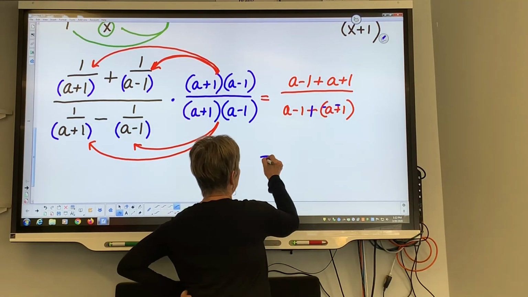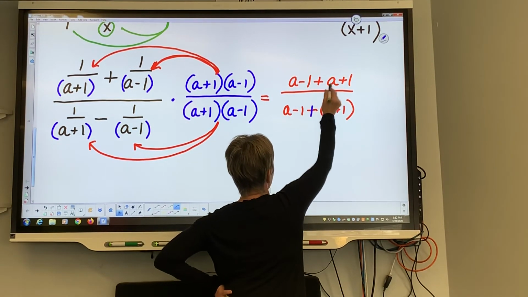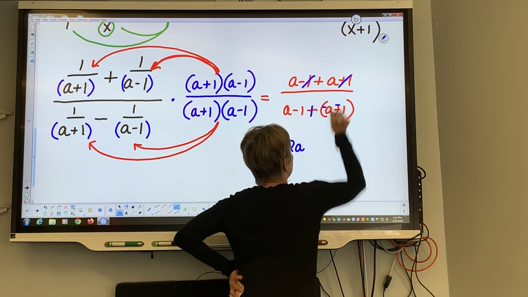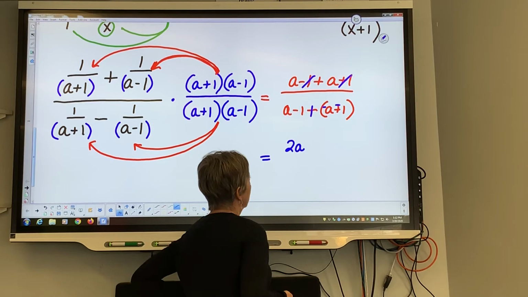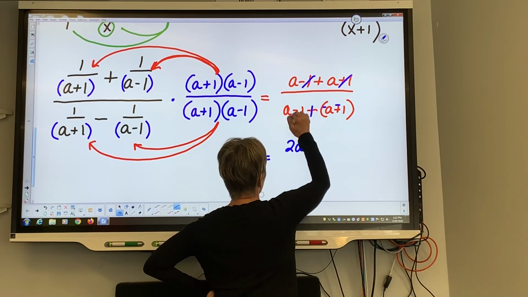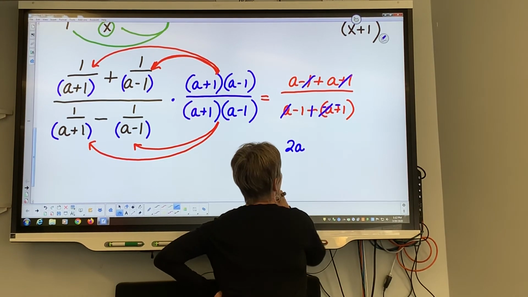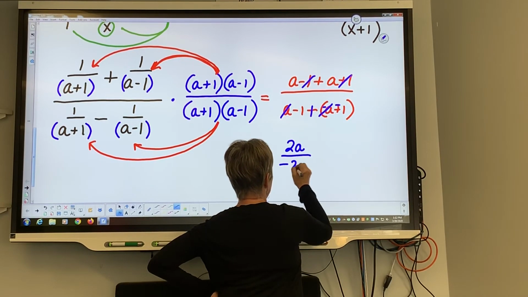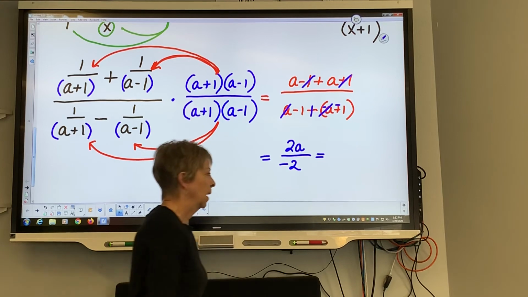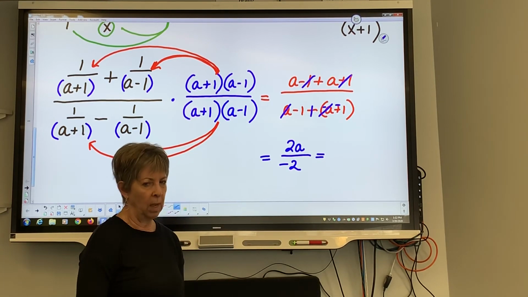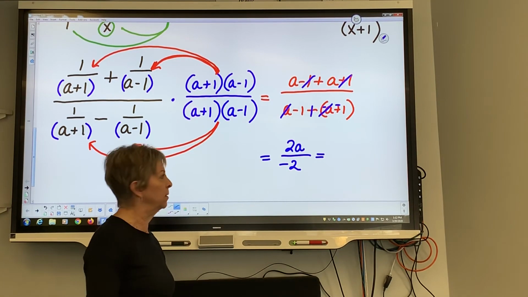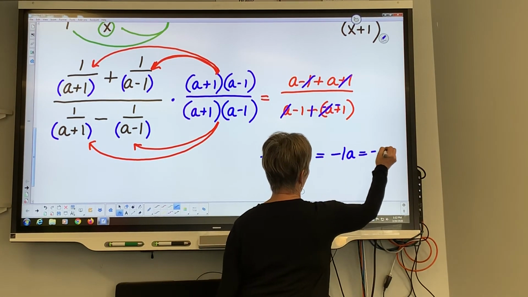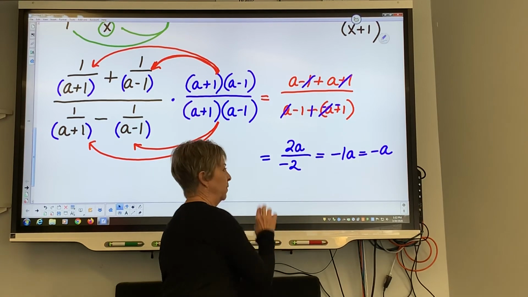So if I simplify the numerator, a plus a is 2a. The negative 1s cancel to 0. In the denominator, these are going to cancel to 0 now. And I'm going to have negative 1 and negative 1 is negative 2. And what does that simplify to? I am allowed to make the 2a over negative 2, negative 1a, or negative a for my answer.